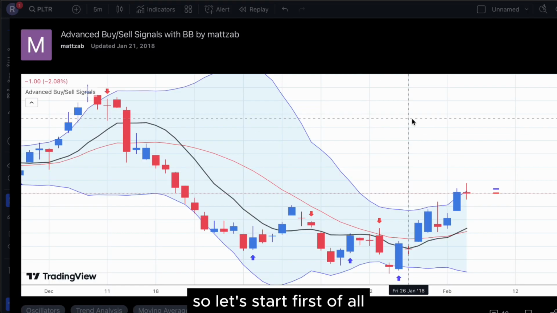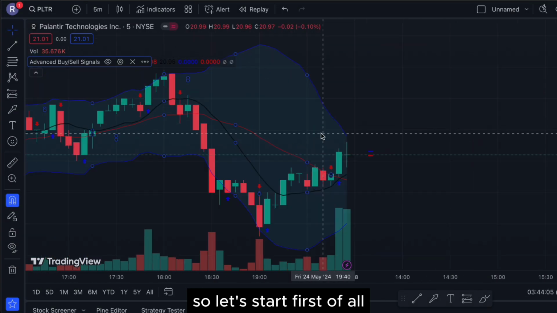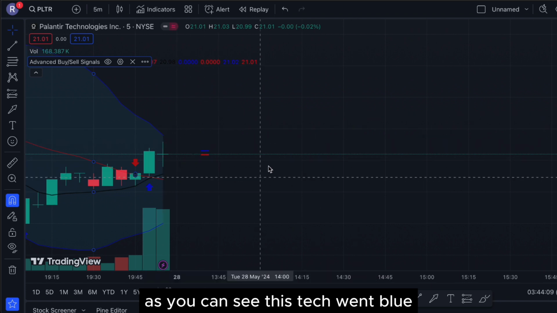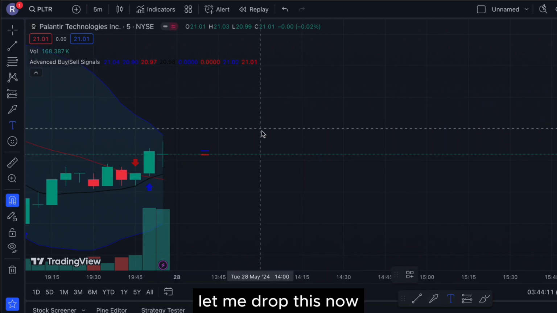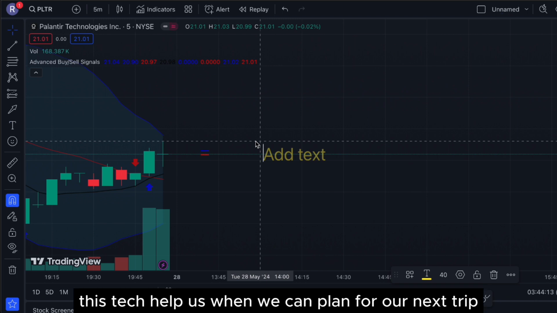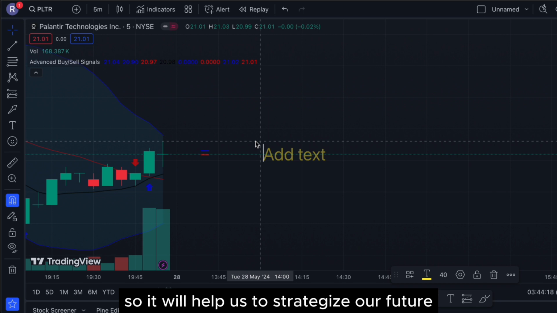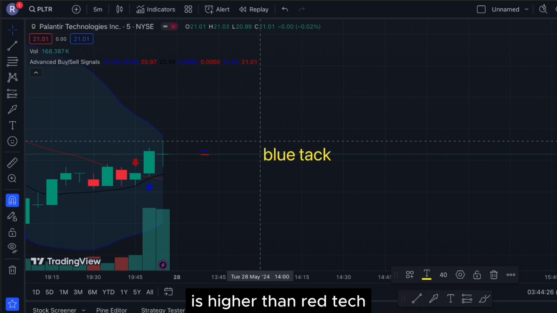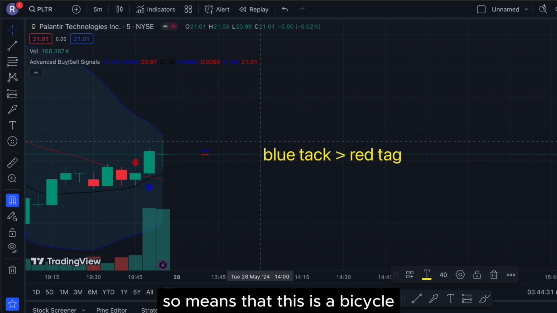So let's start. First of all, as you can see, this tag, let me drop this now. This tag helps us plan for our next trade, and it helps us strategize our future trading. Currently, the blue tag is higher than the red tag, so this is a buy signal.